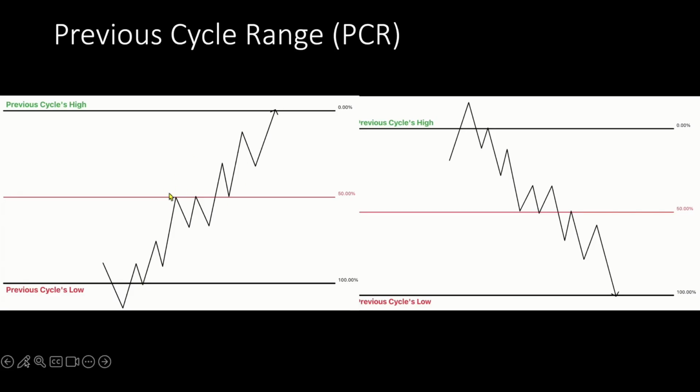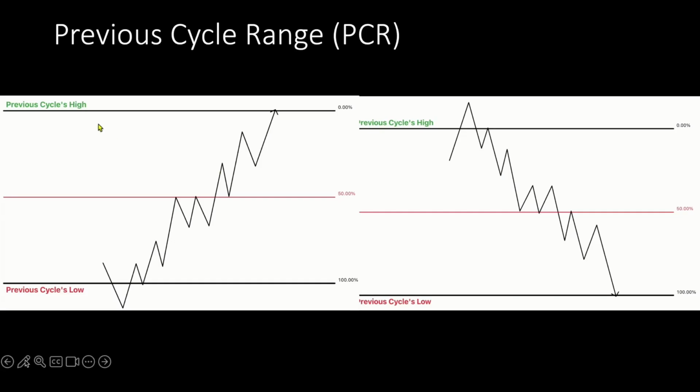We then see price trade towards equilibrium of the previous cycle's range, 50% of that range. Market displaces above 50%, and we then begin to see the market draw towards the previous cycle's high. When does this occur? This occurs when a reversal scenario is in play, where we see a run on the sell side liquidity below the previous cycle's low, and we begin to see the market reverse and draw towards buy side liquidity next. That buy side liquidity rests above the previous cycle's high.